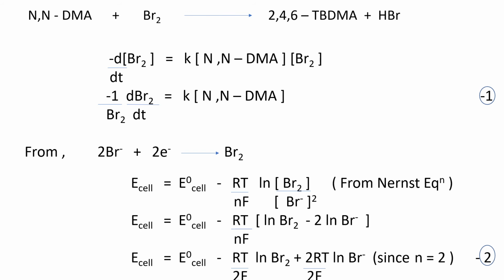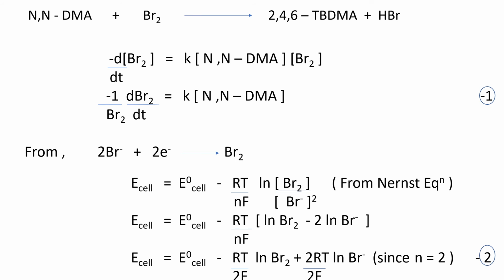You are calculating E cell for the reaction. So you know the Nernst equation, right? The Nernst equation is E cell equal to E naught cell minus RT by nF ln of K. What is K? It is the equilibrium constant, that is the concentration of product by the concentration of reactant. So I am writing the reaction in terms of the Nernst equation, that is E cell equal to E naught cell minus RT by nF ln of Br2, the concentration of product, by Br minus whole square, that is the concentration of reactant.